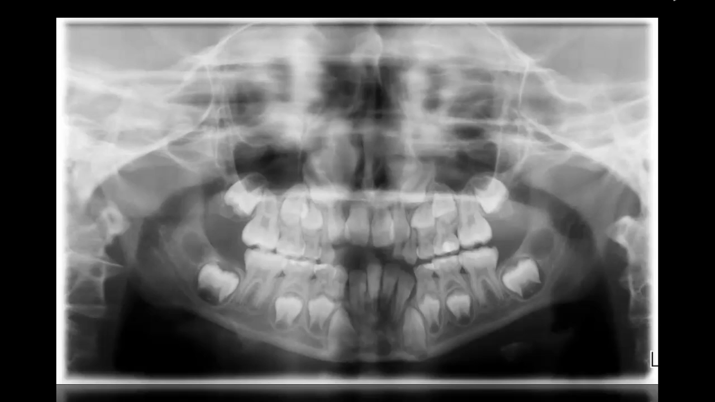Okay, possibly expansion, right? So if we expand, we're going to create more room in the top jaw. Hopefully there's going to be more room for these canines to come in. What other benefits do you get from expansion? We talked about having more room for the maxillary canines. So what else do you possibly get with expansion?